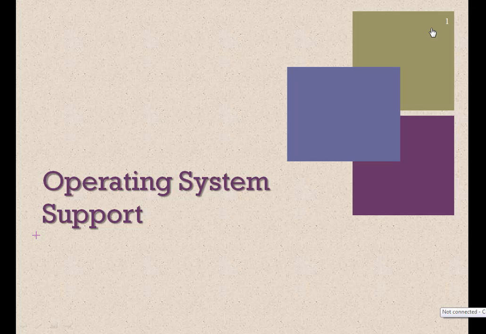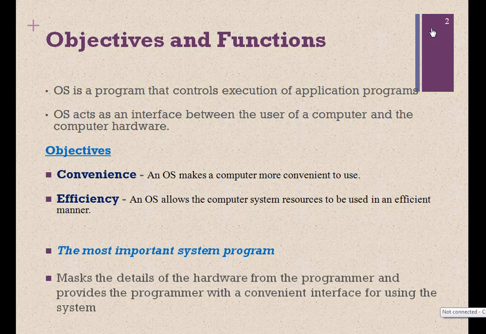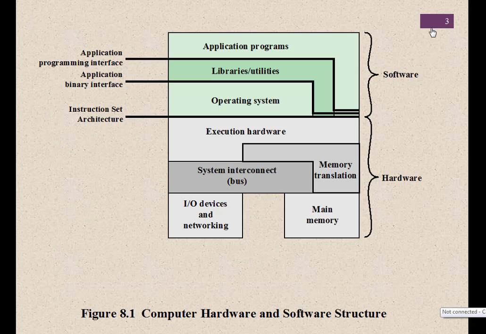This is our second last topic: the operating system and how the operating system works. The objective of this lecture is that the operating system is a program that controls the execution of application programs. The operating system acts as an interface between the user of the computer and the computer hardware. Its objectives are convenience and efficiency. The most important system program, like Windows, is the operating system, which is used for operating the hardware and interfacing with it.